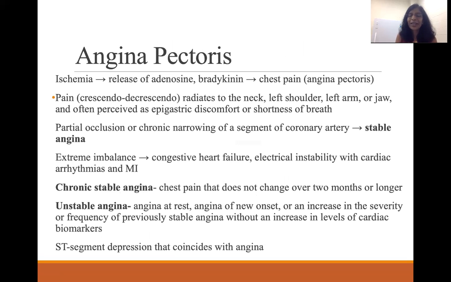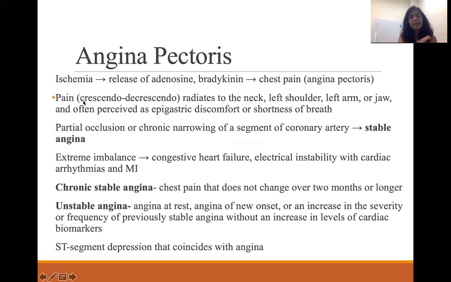Now let's talk about angina pectoris. What is this? It's the pain associated with ischemia. So here you're talking about cardiac ischemia, myocardial ischemia. Then the chemicals released locally, just a few are mentioned here, adenosine, bradykinin as examples, bring a specific type of pain, and that is what you refer to as chest pain. So angina pectoris is nothing but chest pain associated with myocardial ischemia.